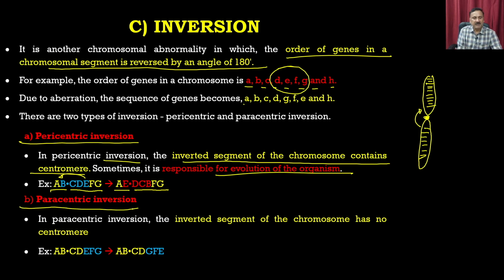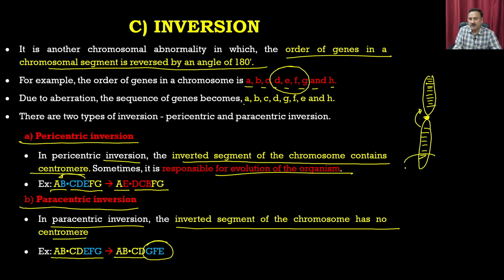Then we have the paracentric inversion. In the paracentric inversion, the inverted segment of the chromosome has no centromere. So for example, A, B, C, D, E, F, G, then you have the A, B, C, D, and here there is the gene. So this segment is actually getting flipped, right? So it is going to be flipped like this, and because of that, the genes which are present on this side will come on this side, and the genes which are present on this side will come on this side. So that will be called paracentric inversion.